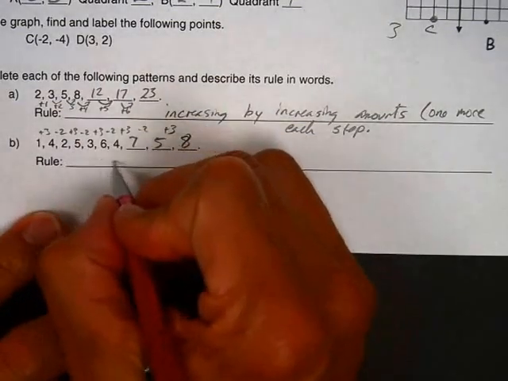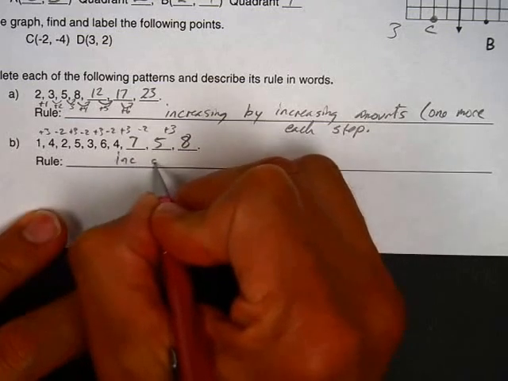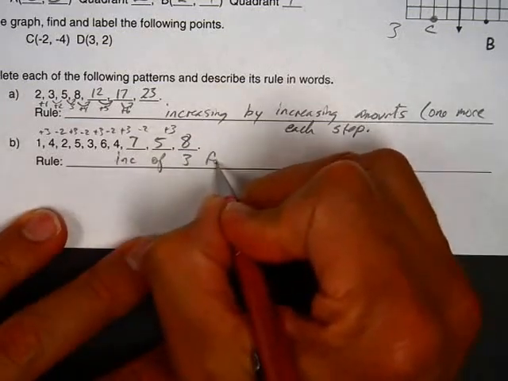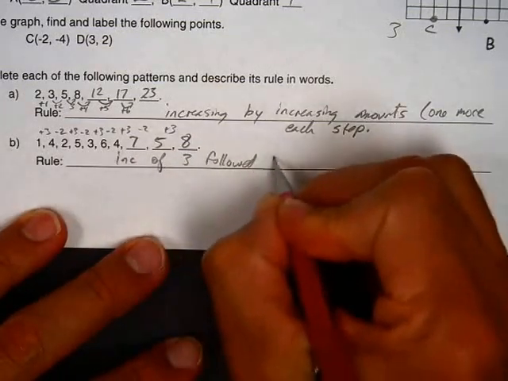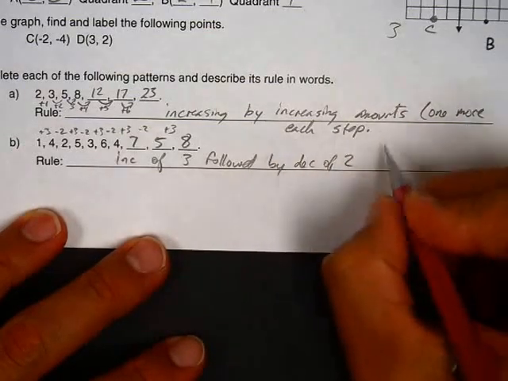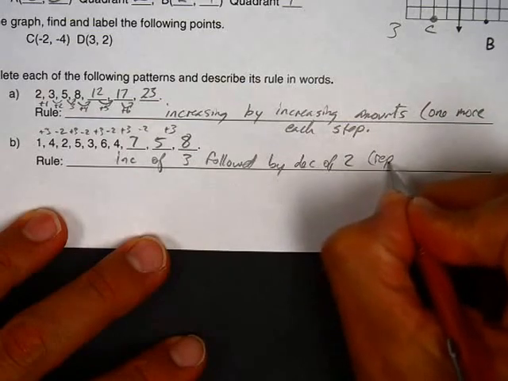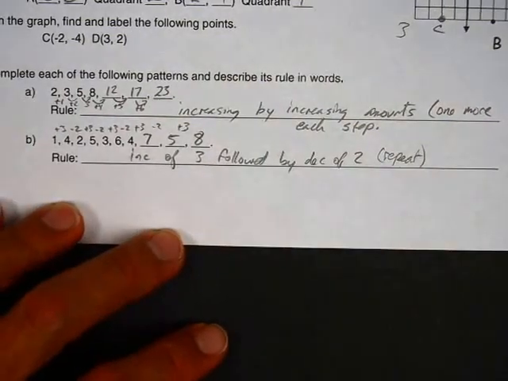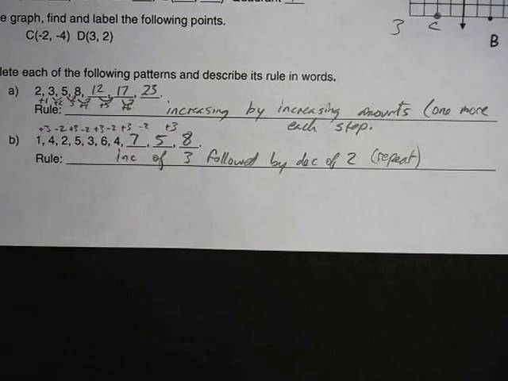And so I guess we could just say it that way. It's an increase of 3 followed by a decrease of 2, and then repeat. One way of saying it. There's a bunch of different ways you could say it, but that would work.